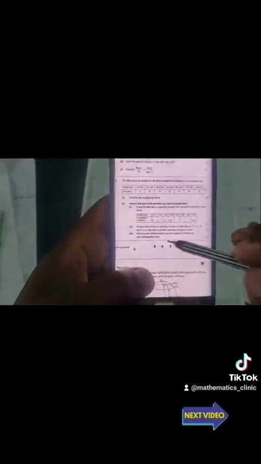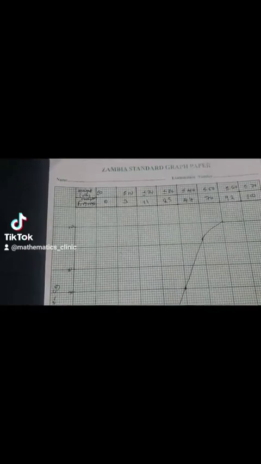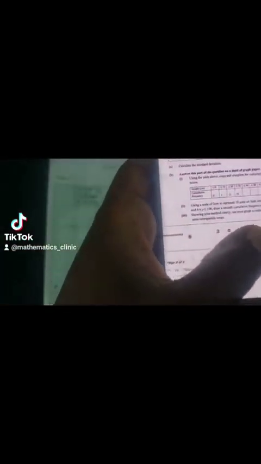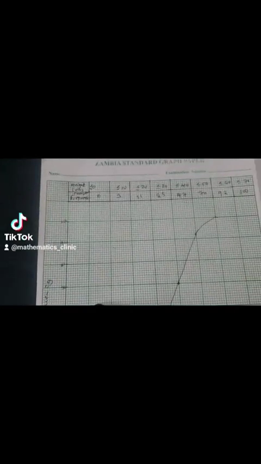Showing your method clearly, use your graph to estimate the semi-interquartile range. So in answering the last part, showing your method clearly, use your graph to estimate the semi-interquartile range. For us to find the semi-interquartile range, we need to know the upper quartile and the lower quartile.